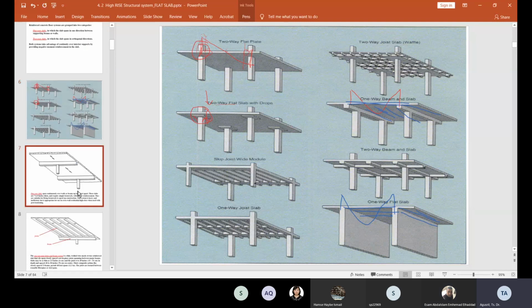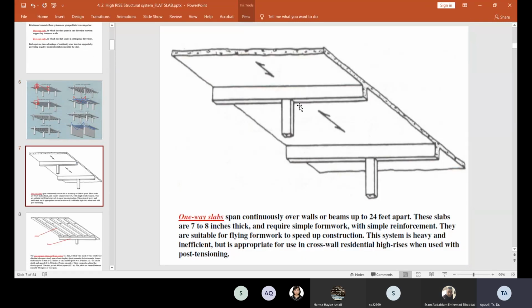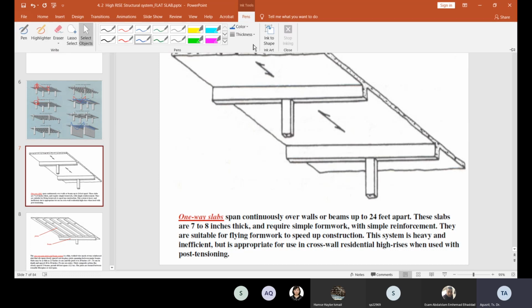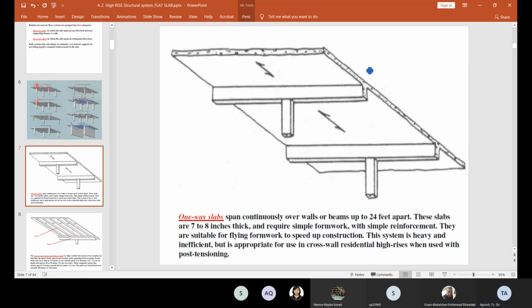Okay, so the next is the example for a one-way slab. The force will be distributed to this beam and this beam. In order to distribute the force to this beam and this beam, we need to provide the reinforcement bar, because the bending moment will be like this. So we need to provide the rebar along this direction. So this is the reinforcement bar that we need to provide.